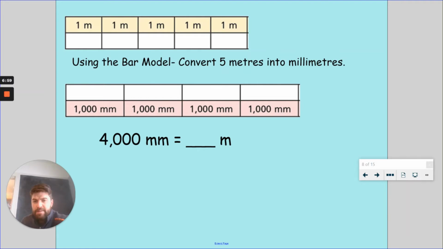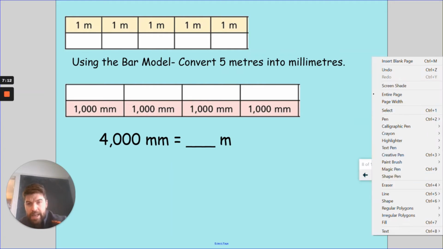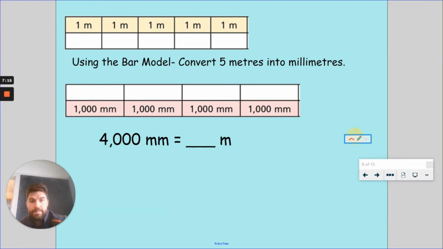So if we do need to convert between millimetres and metres, what strategies have we got? Well, I know you've been looking at some of these with Mr. James, so this shouldn't be brand new to you. The first thing we can do is use a bar model and count in metres, count in millimetres to convert. So, in the bar model, convert 5 metres into millimetres. So I want to know, what is 5 metres in millimetres?